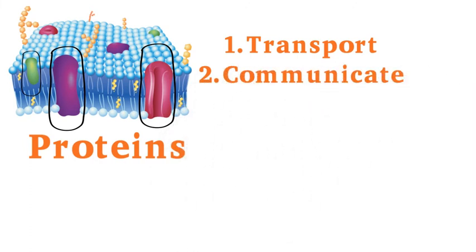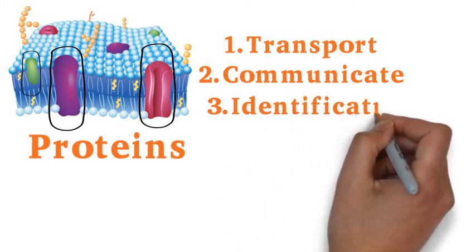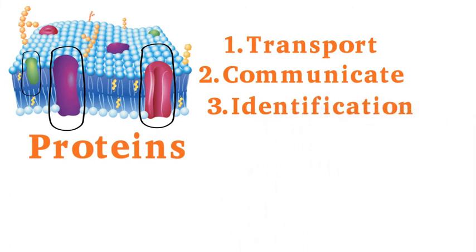Another function of proteins is communication. Cells need to communicate with each other to make sure they're doing things properly. And lastly, proteins are also used for identification. Cells need to identify themselves to other cells to know which are good and which are bad for the body.